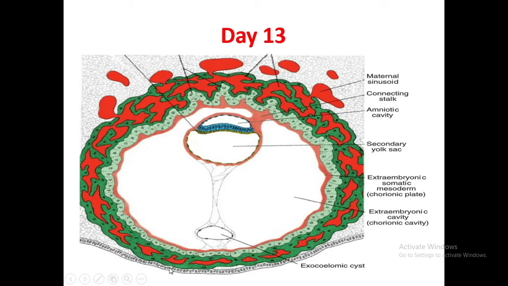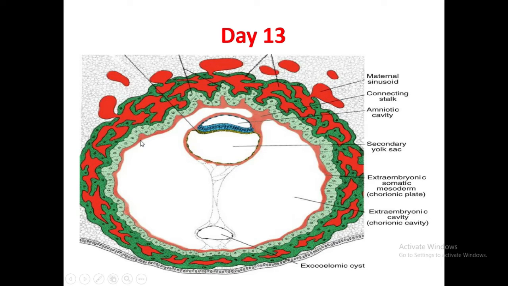Here we see that the surface defect at the uterine surface epithelium is completely healed up. This is our syncytial layer. This is the cytotrophoblastic cell layer. This is the amniotic cavity. This is the bilaminar germ disc.